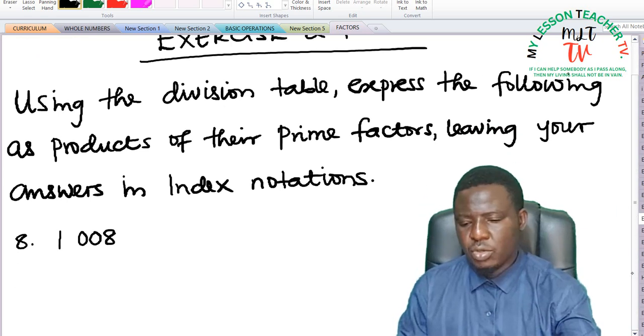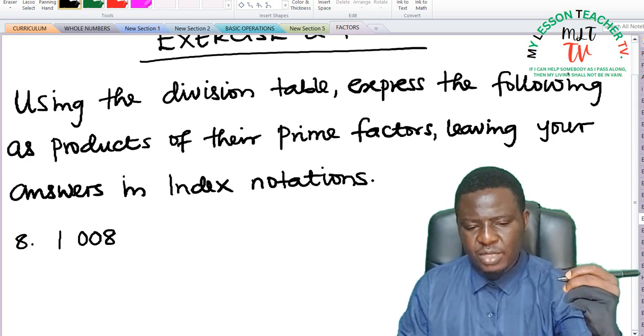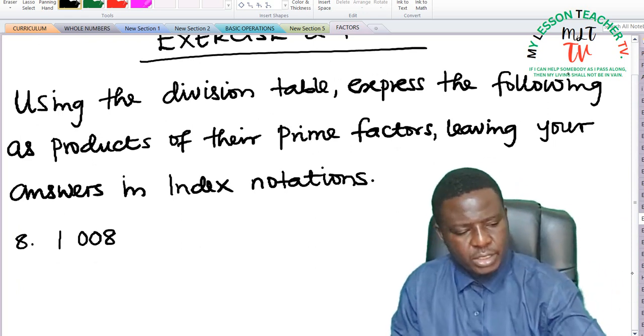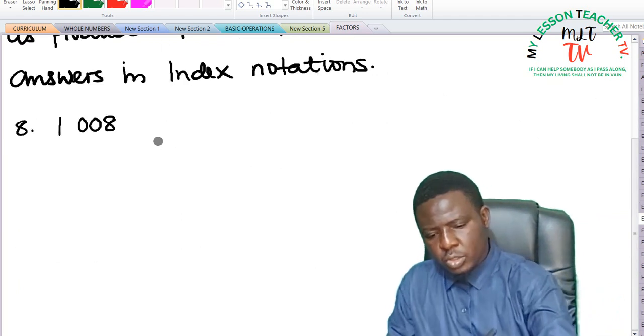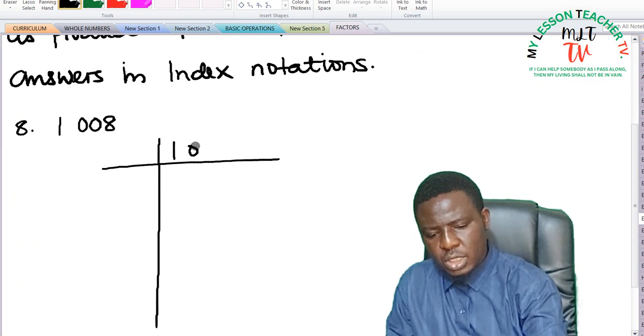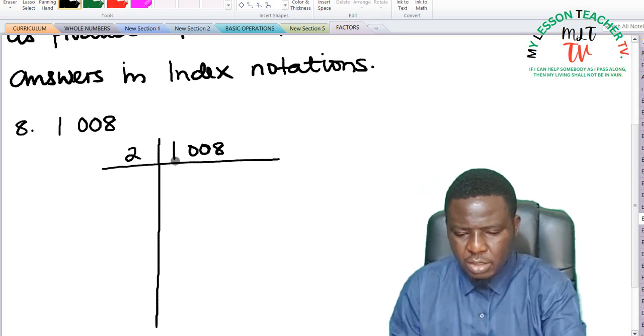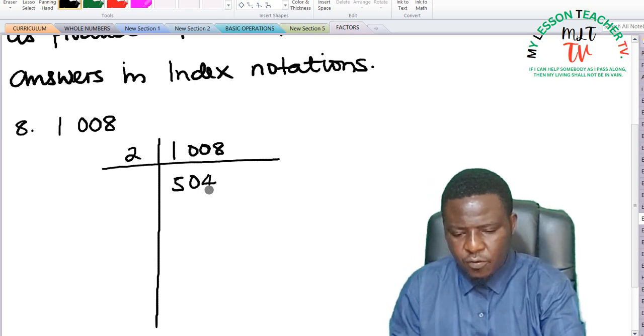Example 8 says we should express 1008 as a product of its prime factors using the division table. So if we draw the table, 1008, you divide by 2. 2 into 1 cannot, 2 into 10 is 5, 2 into 0 is 0, and 2 into 8 is 4.